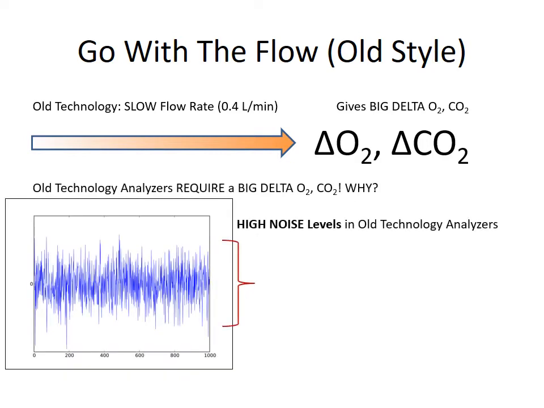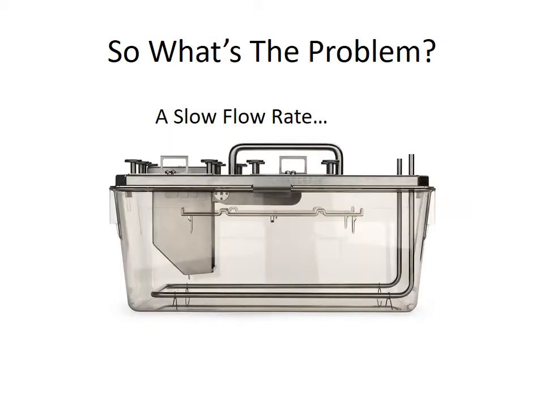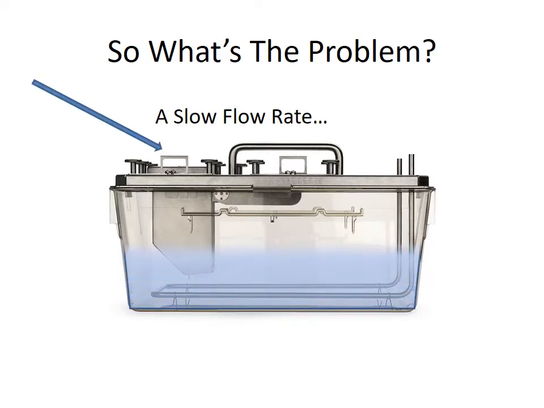The result is that the old technology analyzers, the legacy analyzers, require a big oxygen and CO2 delta. And the reason for that is the high noise levels in these old technology legacy analyzers. So it's okay to have a very large signal delivered by a low flow rate, but it is definitely not okay to have a smaller signal and a higher flow rate, because then the deltas will just disappear in the noise of the analyzer. So what effect does this have? Well, there's a problem that the slow flow rate causes. It will fill the cage very, very slowly.